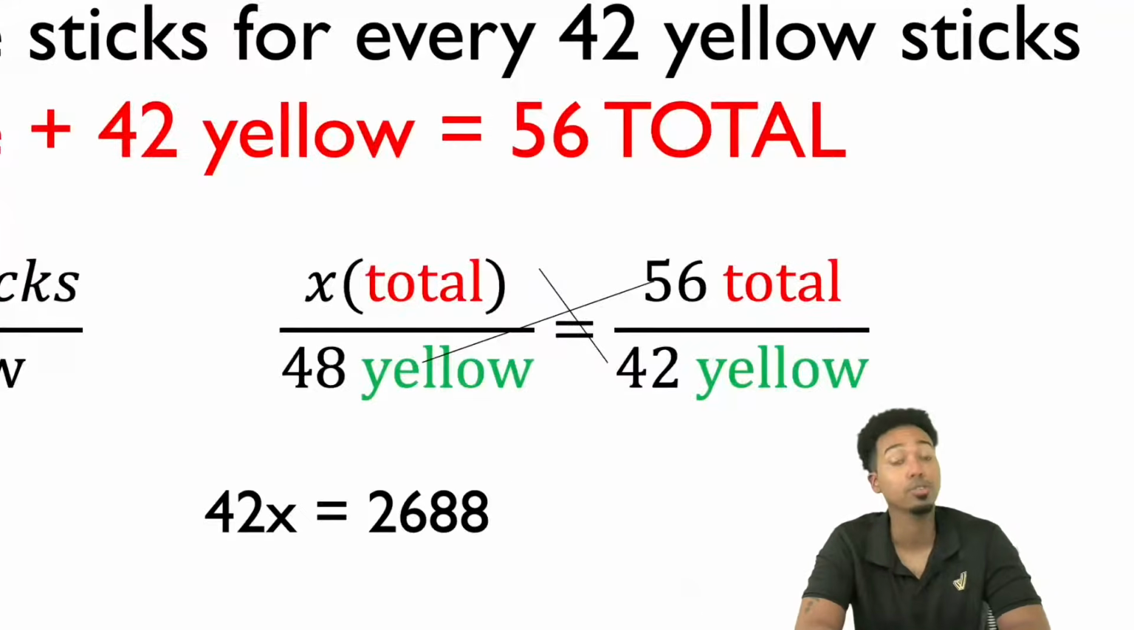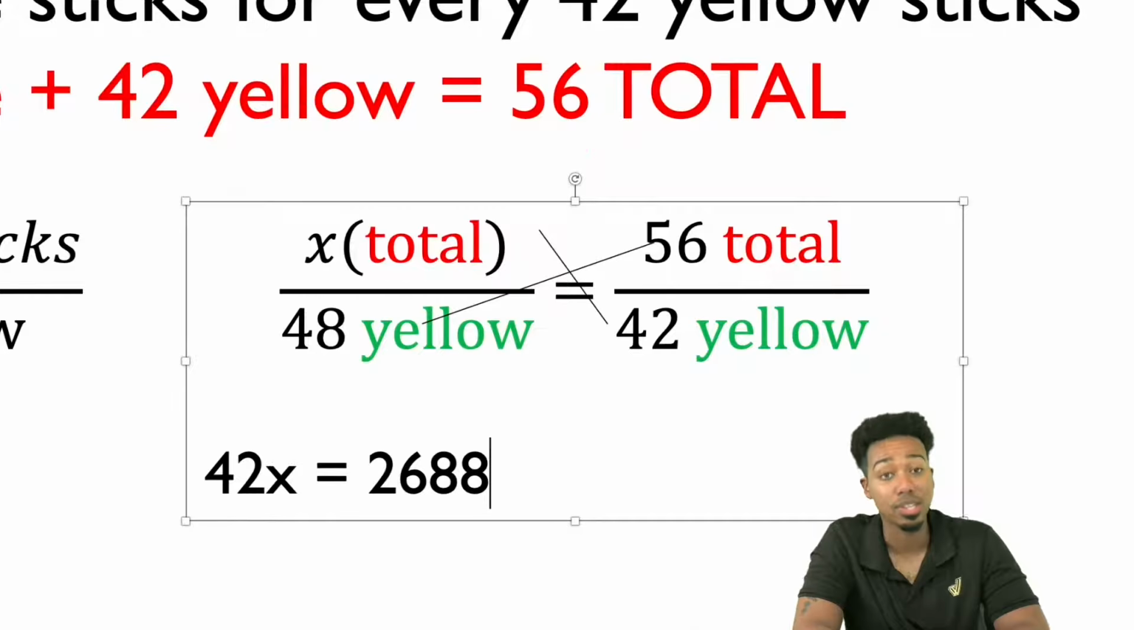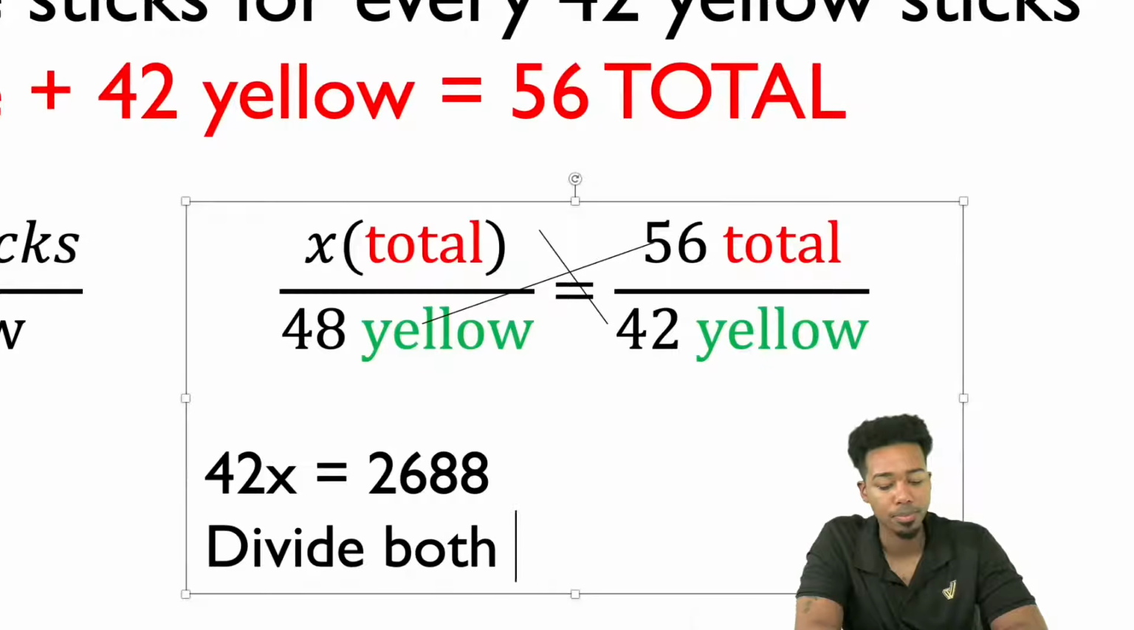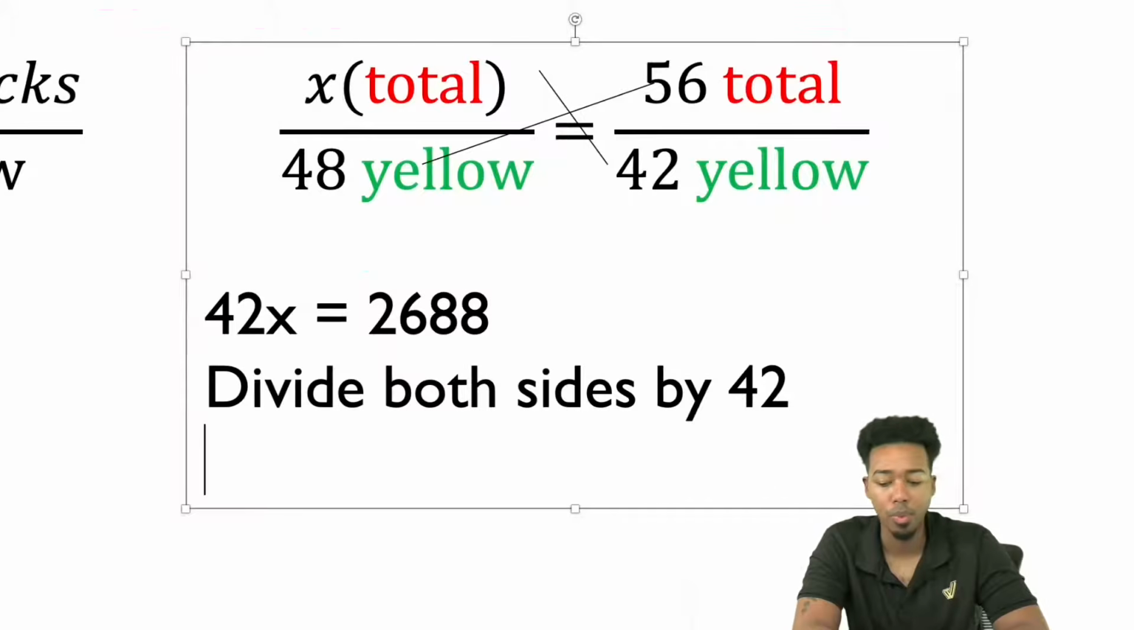So there's the best that I can do with cross multiplication and division with a mouse pad, but there it is. And we would have 42x equals 2688. And then from there, divide both sides by 42. And we will get our final answer, which is going to be what, my party people? 64.